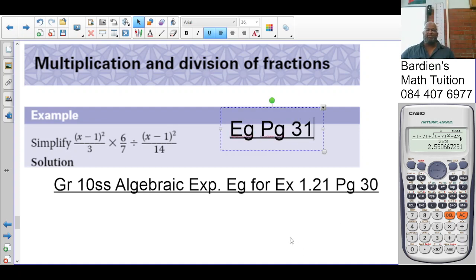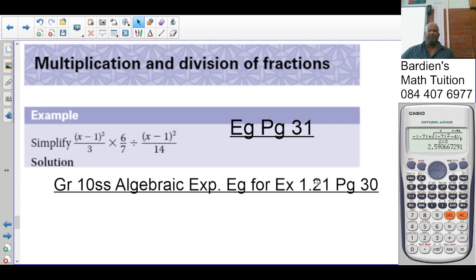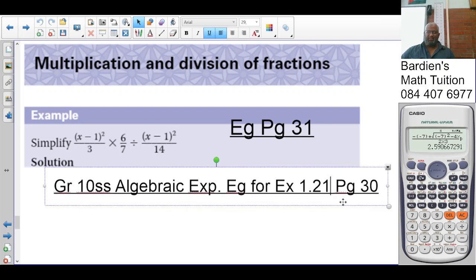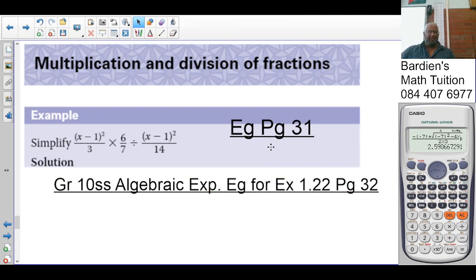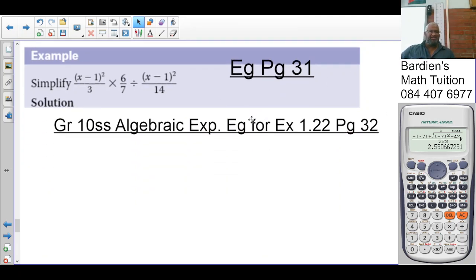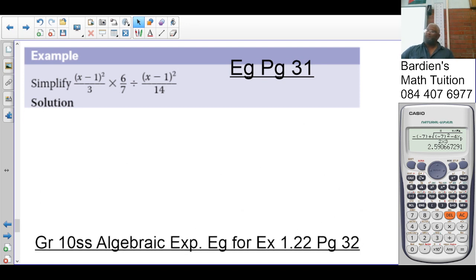And this is for exercise 1.22, and this is on page 32. Okay. So the question says simplify. So we are given x minus 1 whole squared over 3 times 6 over 7 divided by x minus 1 whole squared over 14. People, what's the first thing we need to do?